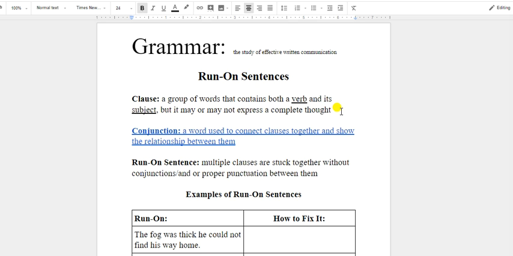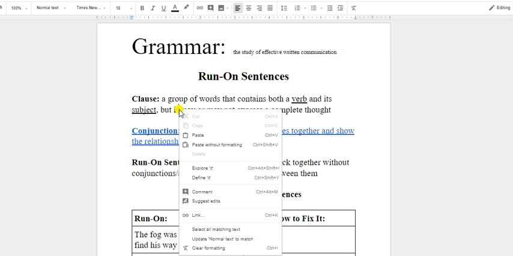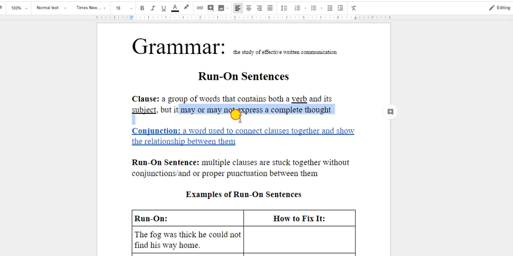Okay? So when we talked about the definition of a complete sentence, you remember we said it had to contain a verb, the verb's subject, and it had to express a complete thought. But a clause may or may not express a complete thought. So a clause could be a complete sentence on its own, or maybe not, depending on this last part here. So we need to define that, and then we need to define a conjunction. You've probably heard the term conjunction, if not learned directly what it is in the past.